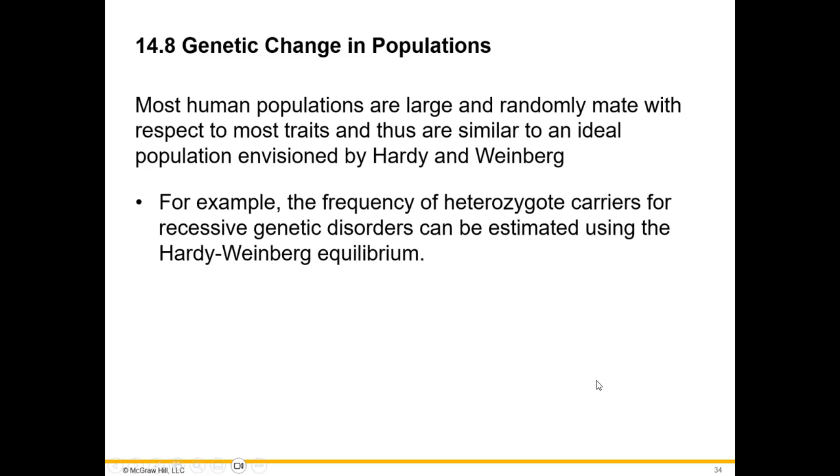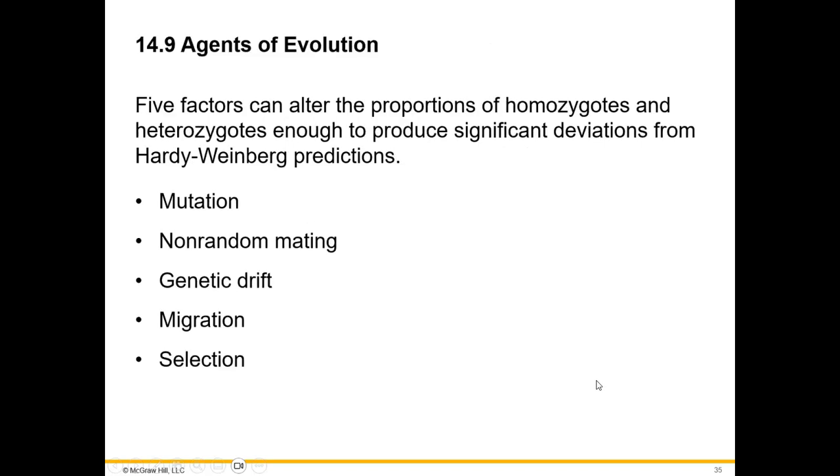Most human populations are very large and randomly mate with respect to most traits, and thus they are similar to an ideal population envisioned by Hardy and Weinberg. For example, the frequency of heterozygote carriers for recessive genetic disorders can be estimated using the Hardy-Weinberg equilibrium. We have 5 factors that can alter the proportions of our homozygotes versus our heterozygotes, enough to produce significant deviations from those predictions. And these are the main factors that would influence that. So first is mutation, next is non-random mating, then genetic drift, migration, and selection.